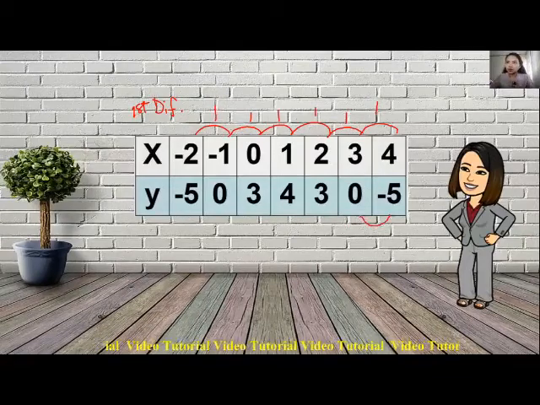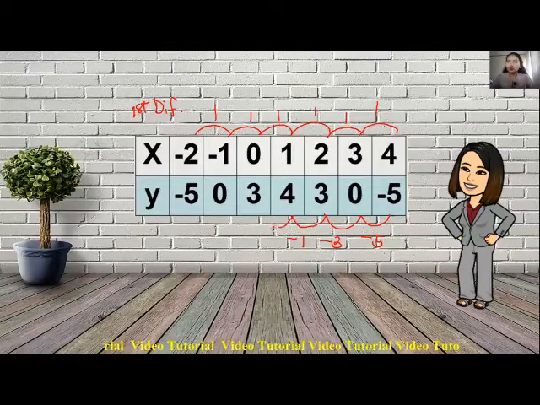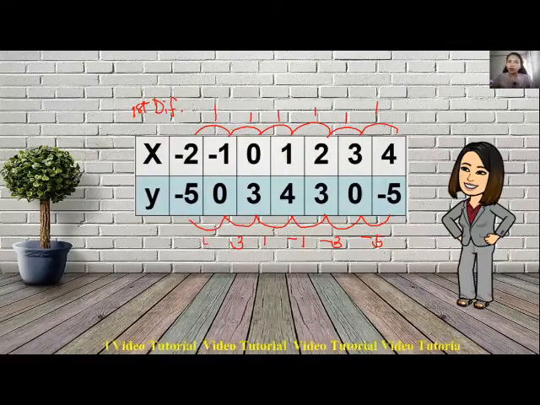Negative 5 minus 0, that's negative 5. 0 minus 3, that's negative 3. 3 minus 4, that's negative 1. 4 minus 3, 1. 3 minus 0, 3. 0 minus negative 5, positive 5. So it is normal that on the first differences in Y, we have different answers. But as you can see, we have certain patterns.